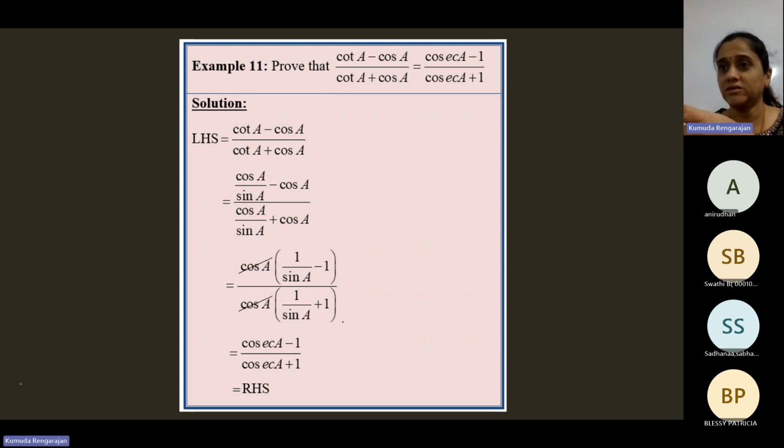LHS is equal to RHS. Write cosecant A minus 1 by cosecant A plus 1.